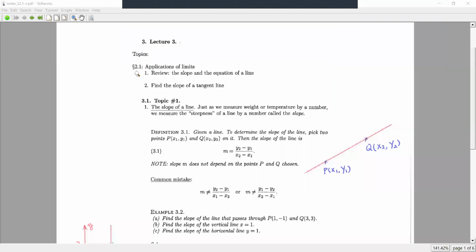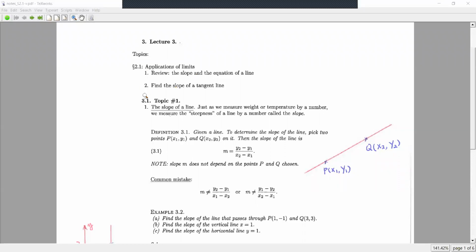Section 2.1, Applications of limits. Limits have many applications. In section 2.1, I will show you two applications. The first is a limit can be used to find the slope of a tangent line. The second is a limit can be used to find the instantaneous velocity of a moving object.